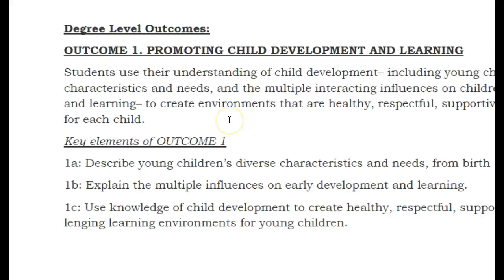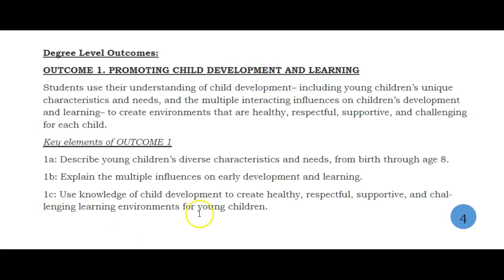Alright, so let's start with outcome 1. So here we are on page 4 of your syllabus. Let's make it more clear to see. Okay, so on the bottom of page 4 here, you can see the degree level outcomes. And the first one is outcome 1, promoting child development and learning. And here's a description of the outcome, and then 3 key elements of outcome 1.